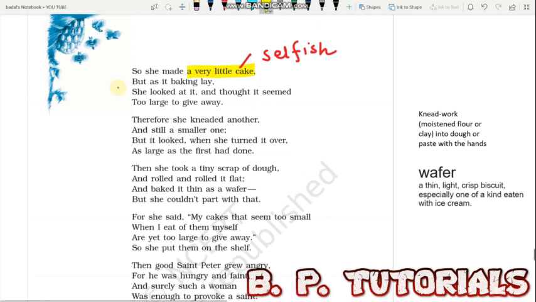But as it baking lay, as she laid it for baking actually on the hearth floor, she looked at it and thought it seemed too large to give away. And she felt that the cake that she laid for baking on the hearth floor was so big and it was impossible for her to give it away. She felt so possessive, so self-centered, so me, I, mine worked in her that she went and grew selfish, and she did not want to give away this particular small cake that she prepared for Saint Peter.